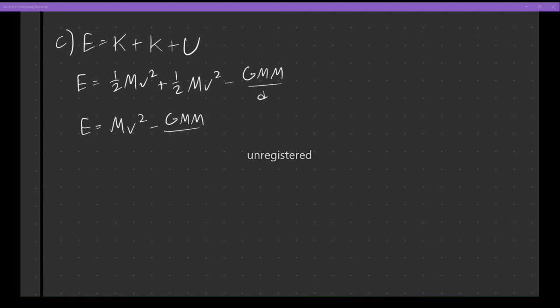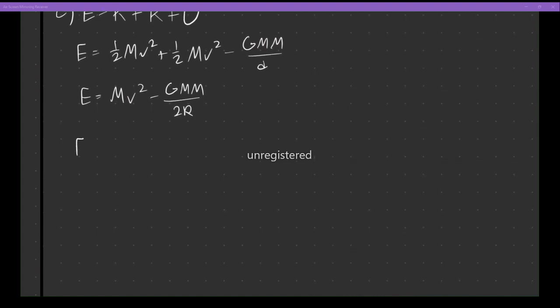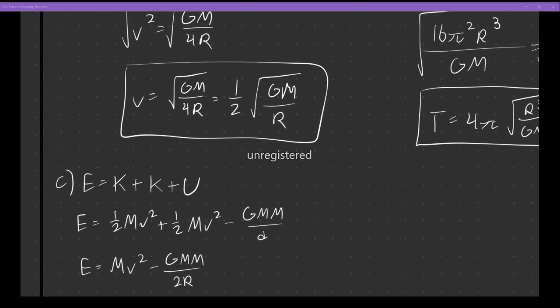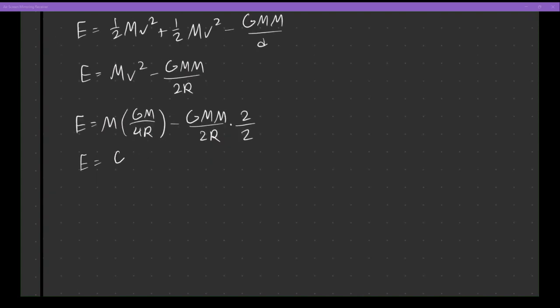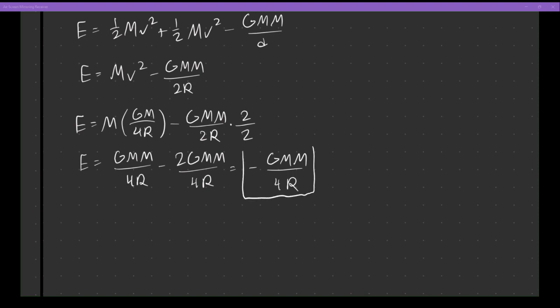But then I know that d is equal to 2r, so we do that right now. But then I also know that the v we found earlier was v squared is equal to GM over 4r. So, I want to have a common denominator, so I can just multiply by 2 over 2. So, over 4r, minus 2, which is equal to negative GM squared over 4r. That's the total energy of the system right here.